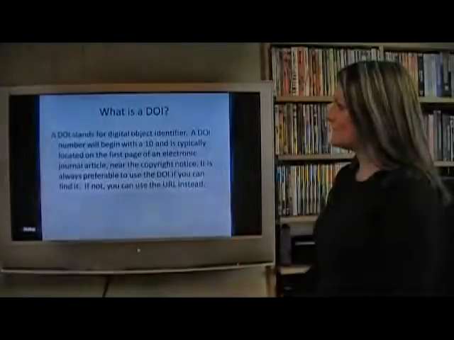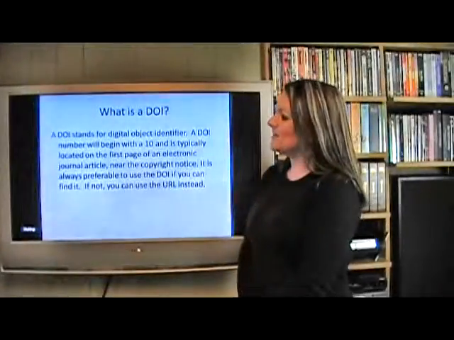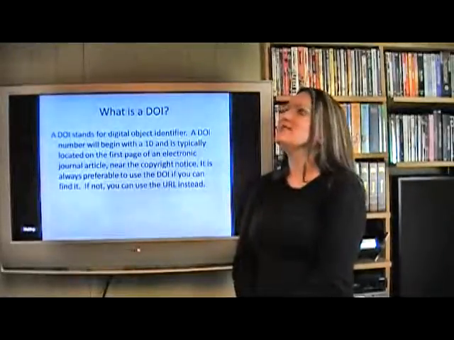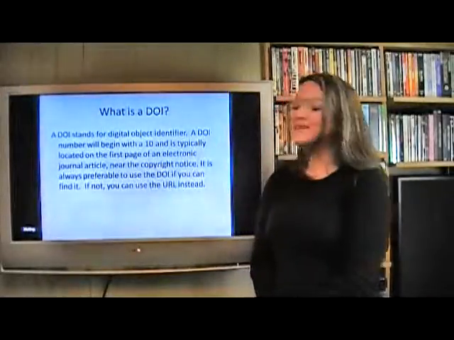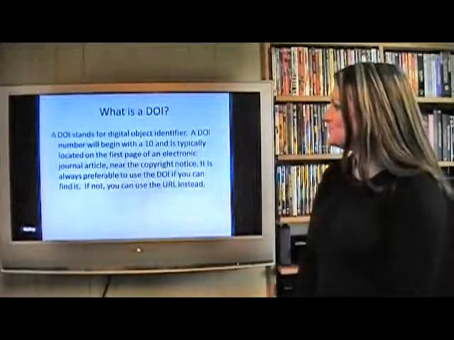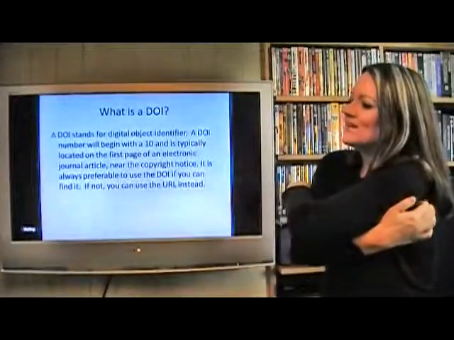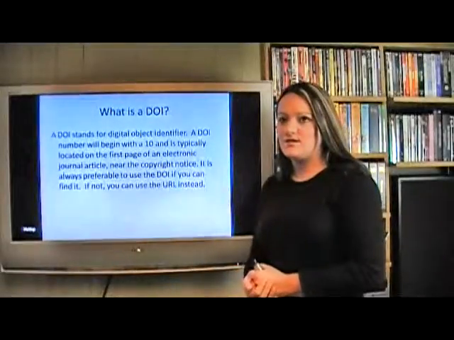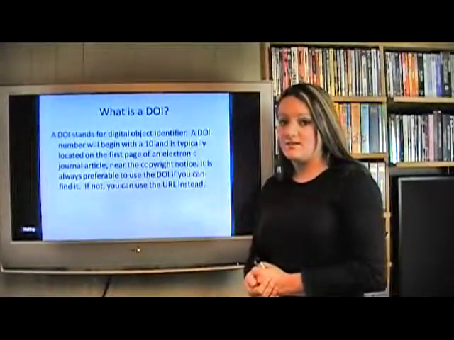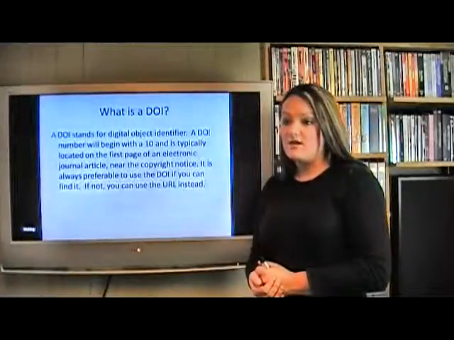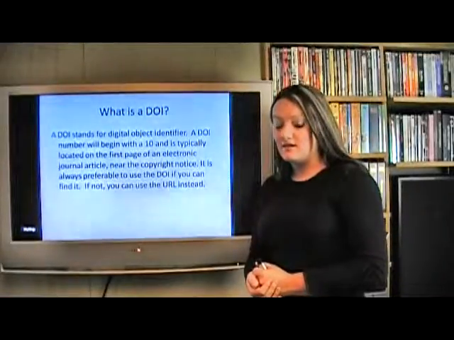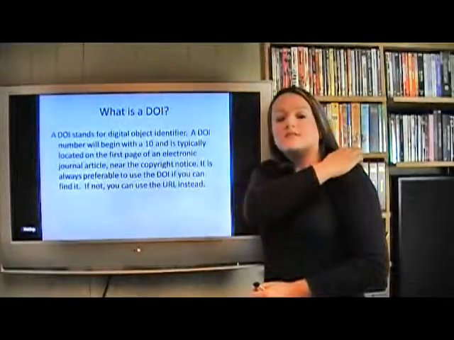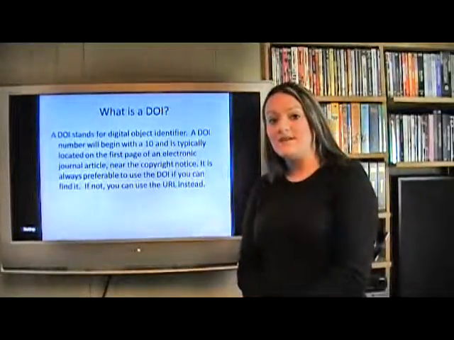So moving on, what's a DOI? What is a DOI? A DOI is a digital object identifier. So what that is, it's more recent. Let's say you go to the South University Online Library. You're looking for a journal article. You're able to download a journal article in PDF format. If it's a recent article, it's probably going to have a DOI on it.